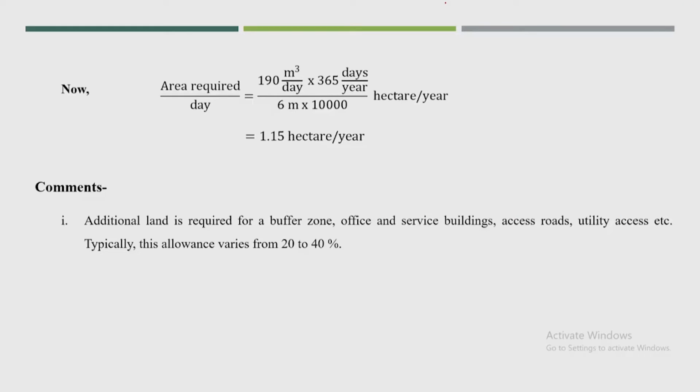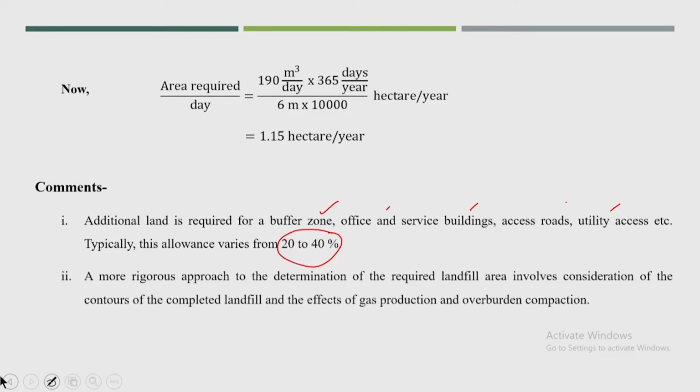I have a few comments, because this much area will be required for the disposal, and also 20 to 40% area will be required as buffer zone for office, some service buildings, access road, and some more facilities for the landfill area. So, 20 to 40% more area will be required. Okay, so this is the answer.